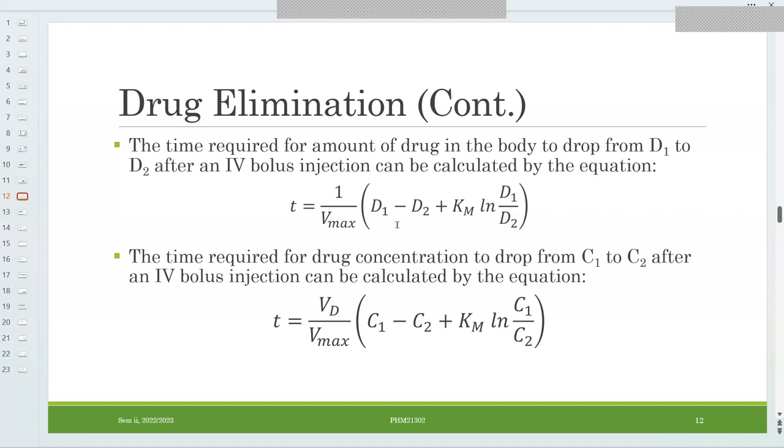You replace the dose by Cp times Vd, so we multiply Vd by C. Then you get another form of the equation: time to decrease the concentration from C1 to C2. You will have the same equation, but you have Vd in the equation.